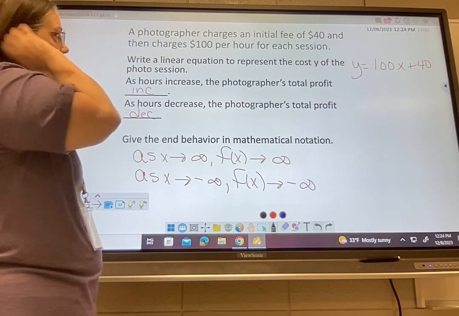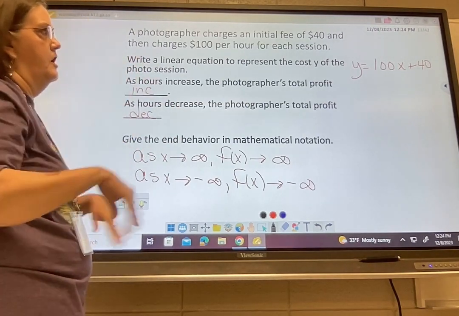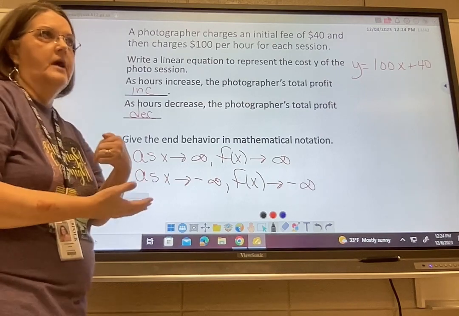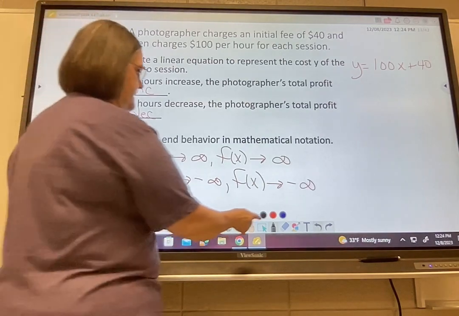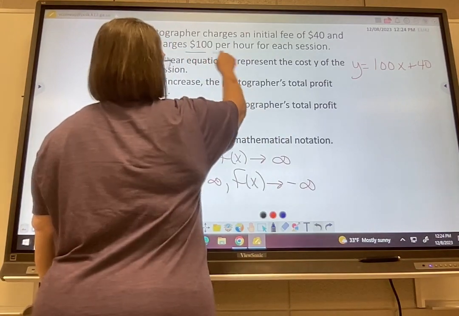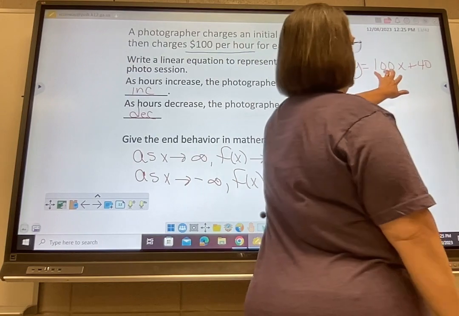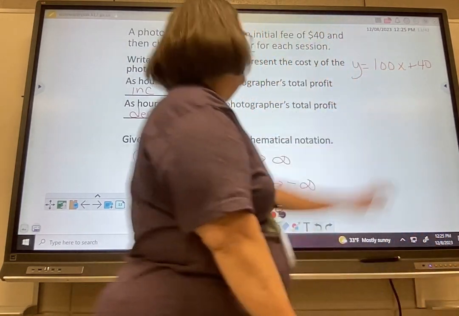All right. Remember, your initial, that's your starting point. That's always the part of the equation without the variable. When it says the word each or per, that's the part that gets the x. So my equation is y equals 100x plus 40.